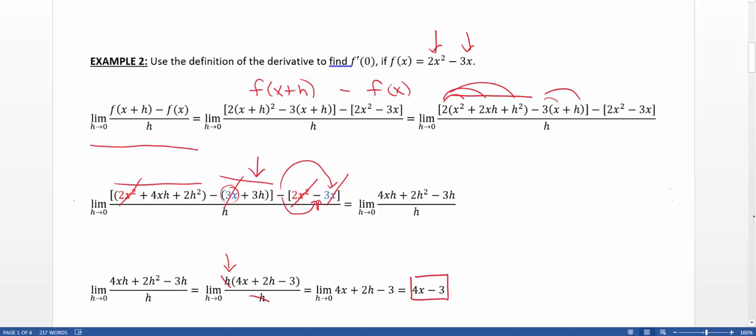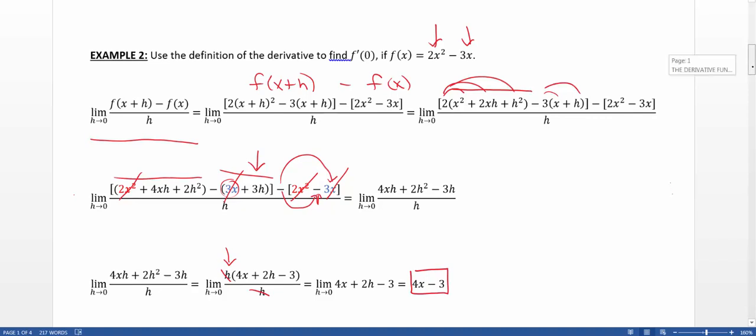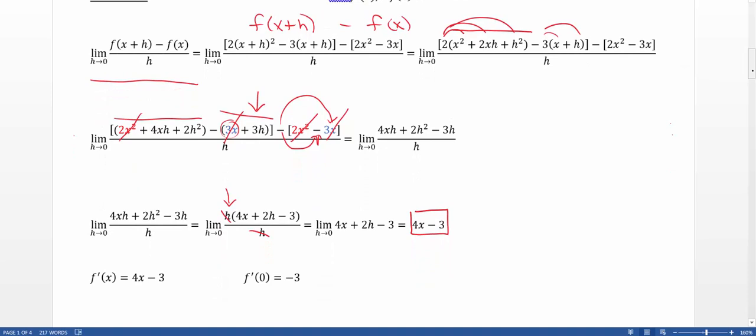So remember what we were calculating. We were calculating the derivative, and we can write the derivative as f prime of x. So f prime of x equals 4x minus 3. But originally, the problem asked me for the derivative at 0. So since my derivative function will tell me the instantaneous rate of change at any point, I'm going to plug a 0 into my derivative, which will give me 4 times 0 minus 3, which gives me, ultimately, negative 3. So f prime of 0 equals negative 3. So that's how we can use the definition to find things algebraically.